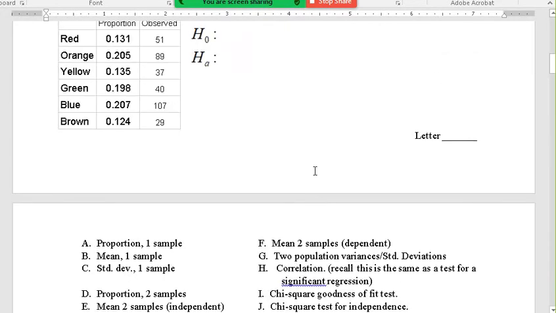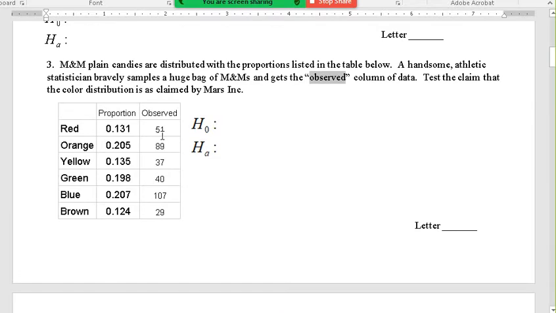And there's a couple ways you could write out this. The way I wrote it out, as I just said, P sub R was 0.131. P sub O was 0.205, and so on. I wrote out all of them. And the alternative hypothesis is that at least one is different. So there you go.